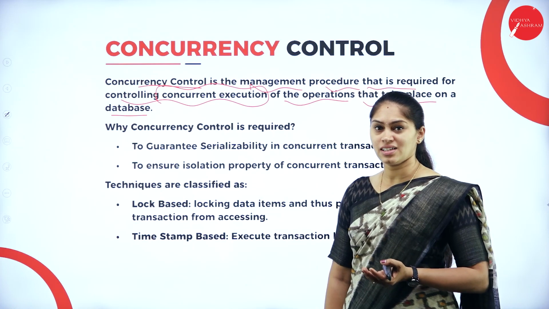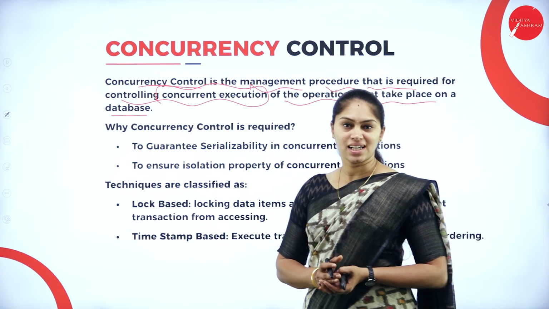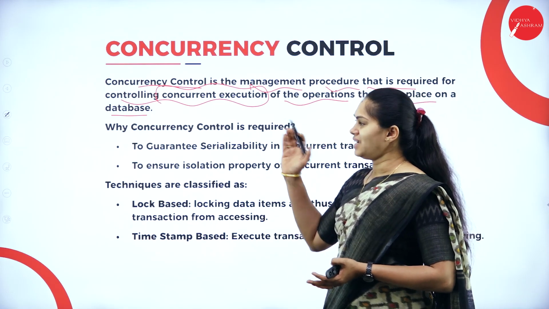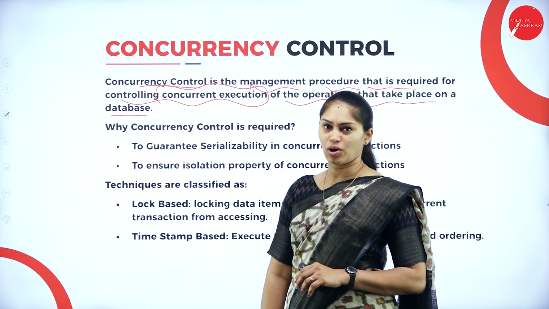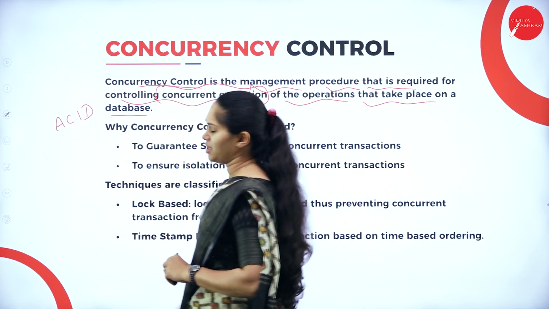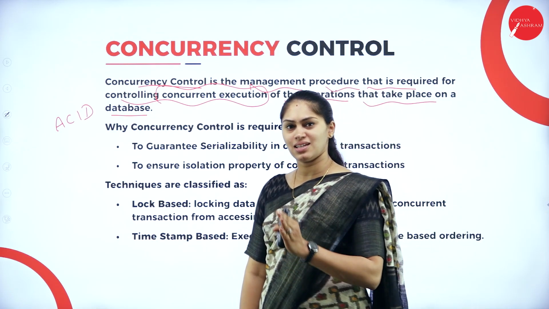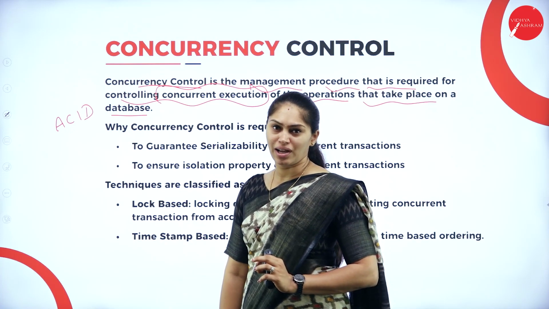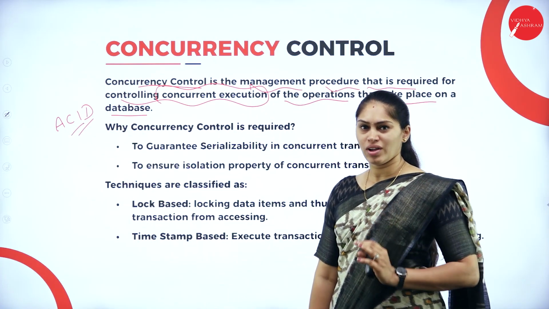If it is in an uncontrolled form, then we can't have control over the data consistency. So in order to maintain the consistency of the data and to ensure the isolation property, we already know that every transaction of a database should follow the ACID property. That means atomicity, consistency, isolation and durability. Then only we can say that is a more efficient way of doing a transaction.